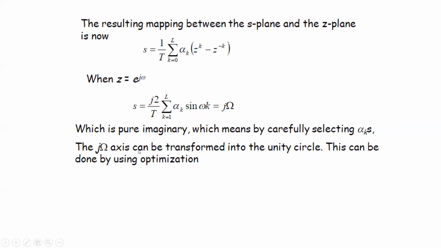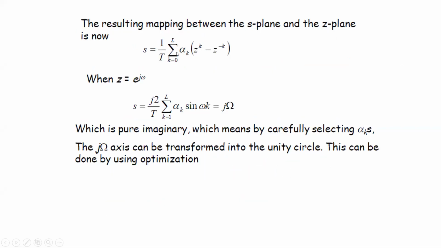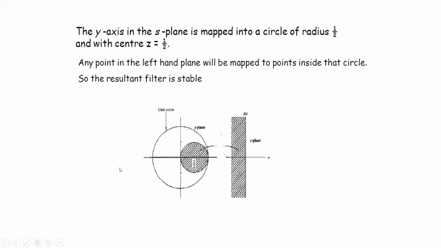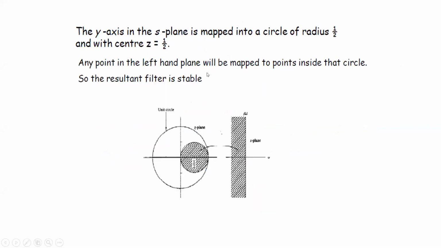So this is a little complex method by which we can achieve the mapping of the left side of the S plane into a unit circle, by using this approximation. But this will become a little complex. If we use this kind of mapping, then every point in the left hand side of the S plane will be mapped to this circle with the radius 1 by 2.